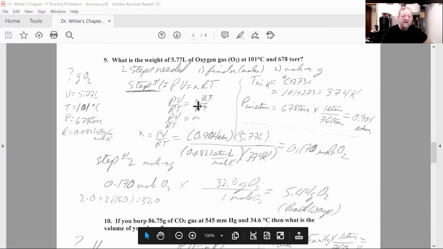I rewrite it. And now remember, pressure has to be in atmospheres. So here I convert it, torr going to atmospheres. Atmospheres goes on top, torr goes underneath. Remember, 1 atmosphere is 760 torr. These are exact numbers. Next, volume is already in liters, so I don't have to do anything different. And I'll always give that to you that way. That's my special little gift to you.